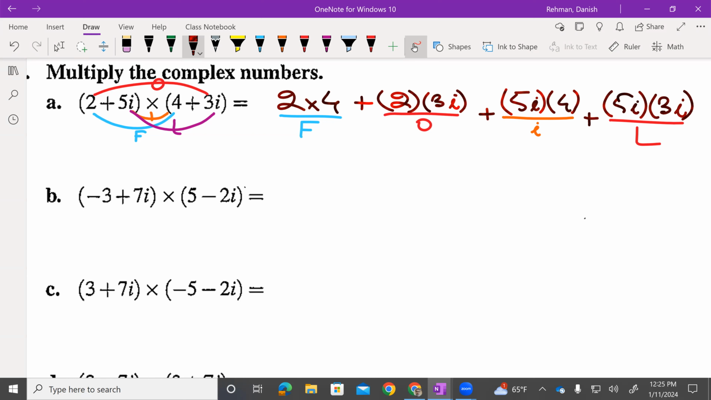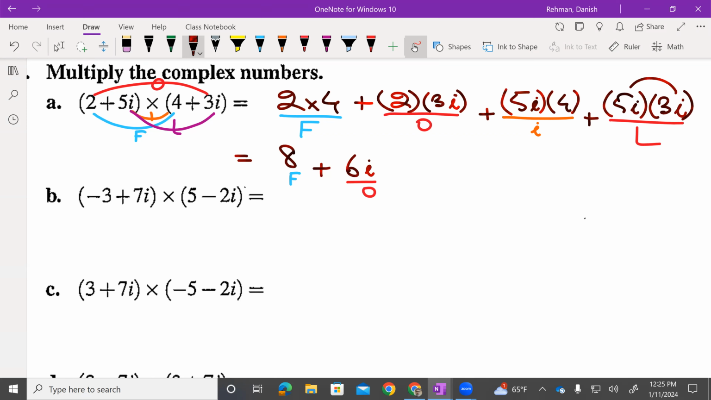Let's multiply it now. The only thing that I would like to bring in here: do you notice that i times i is going to be i squared? We don't want to miss this. i times i is i squared. 2 4s are 8. That's the first term. Then plus 2 times 3 is 6i. Nothing different over here. That's the product of the outer terms.